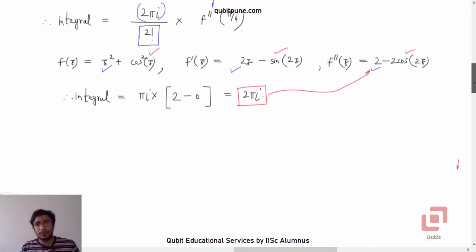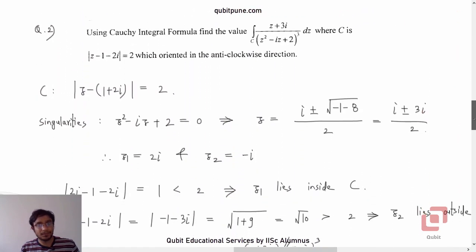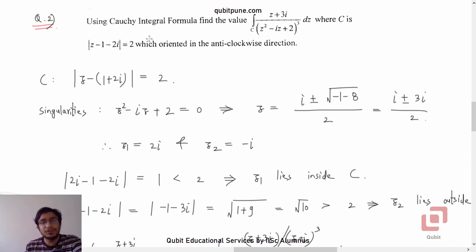Let us now solve one more problem. Using the Cauchy integral formula, find the value of the integral of (z plus 3i) upon (z squared minus iz plus 2) to the power 3 with respect to z, where C is the circle mod of z minus 1 minus 2i equal to 2, which is oriented in the anticlockwise direction.